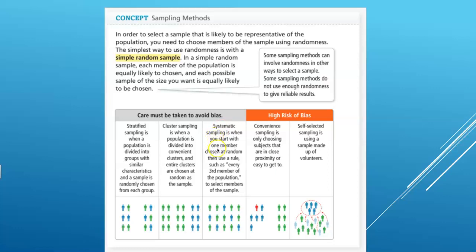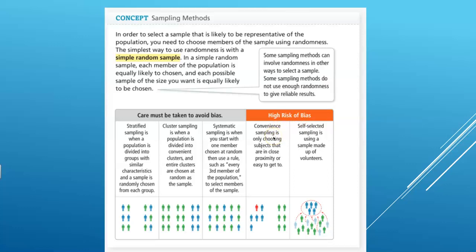Systematic sampling is when you start with one member, chosen at random, then you use a rule, such as every 3rd member of the population, to select members of the sample. That's kind of like they did before, every 5th person that walks through the door or something like that. So here they chose every 3rd. Maybe these are students coming to a certain class. So every 3rd student, the blue one, was chosen, and maybe they were asked certain questions, some survey of some sort. Now these 2 over here have a high risk of bias, so we want to be careful with those.